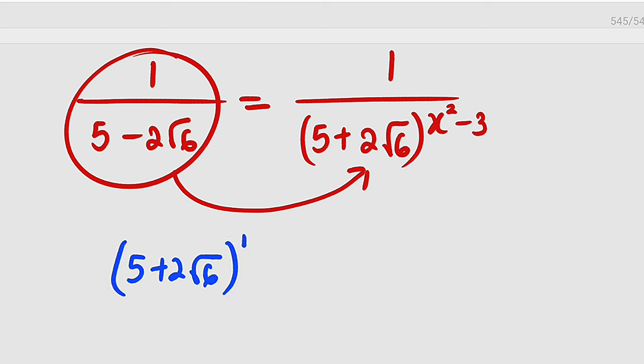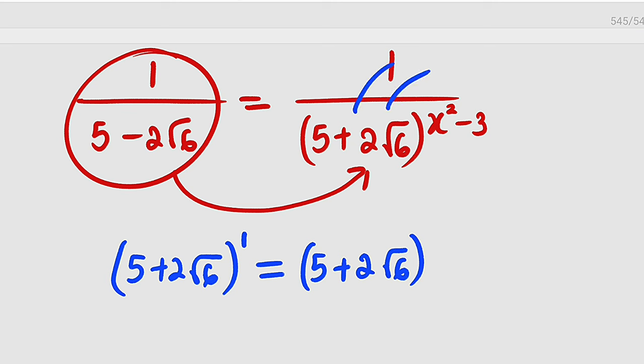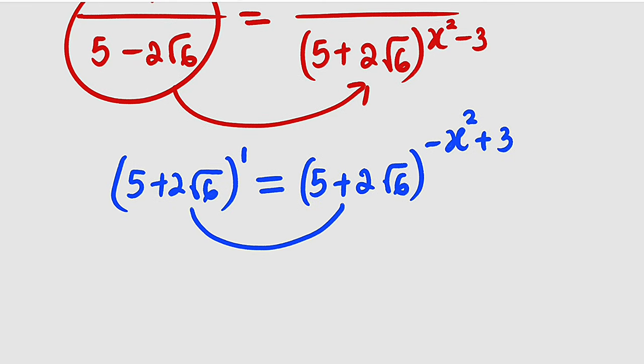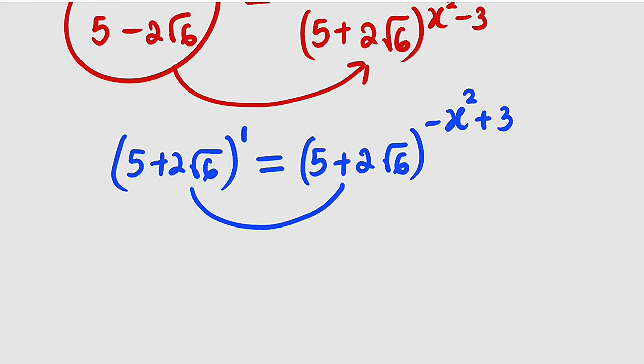But you can raise it to the power of 1. And this is equal to, you can write it as 5 plus 2 root 6, but you have to negate the exponents if you want to get rid of this. So it will be minus x squared, minus this will be plus that, right? Plus 3. So now the bases are the same. We can simply equate the exponents.